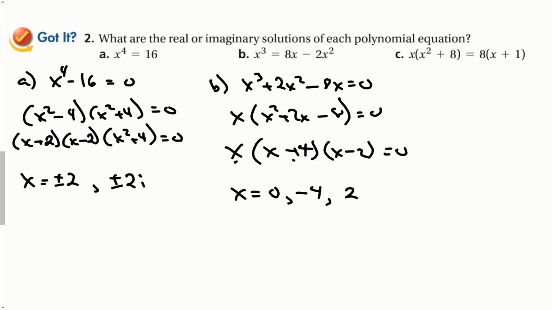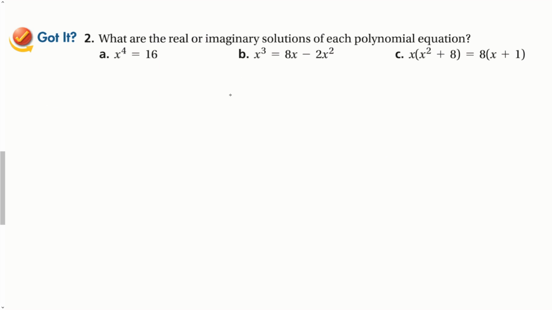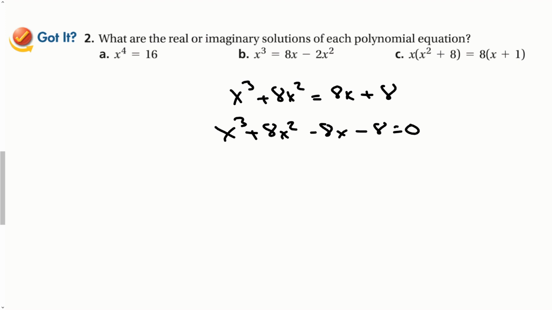Okay. And for C, I should distribute these. Okay, so that's x to the third. Let's clear this out. Let's get some room for this one. x to the third plus 8x squared is equal to 8x plus 8. Move everything to the left side. And this should, if there's four terms here and it's a cubic expression, we really currently only have one technique in order to factor this. We're going to use a lot more, okay? But for now, the only way to factor this is by grouping.